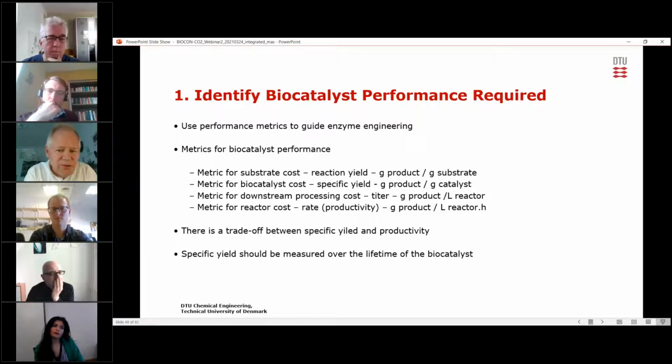And there's a trade-off between this specific yield and the productivity. In other words, I can make my reaction go faster if I put in more enzyme. But eventually, of course, that's also going to cost me something in terms of the extra enzyme I have to add. So that's the limitation, if you like, concerning the specific yield. So this trade-off is important, and the specific yield needs to be measured over the whole lifetime of the biocatalyst. And that's one of the challenges, how to do that in an effective way. Next slide, please.